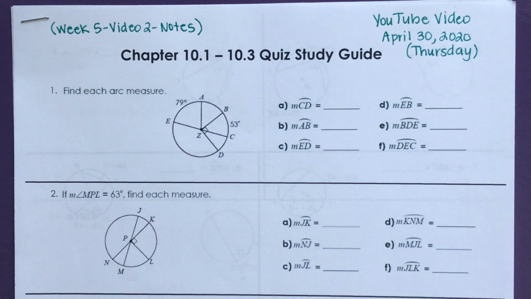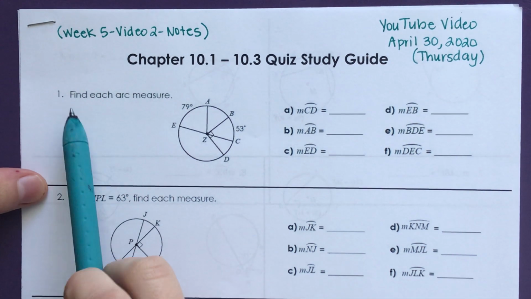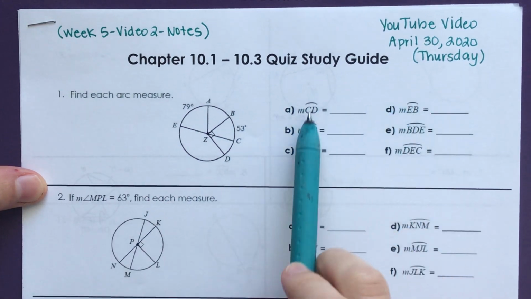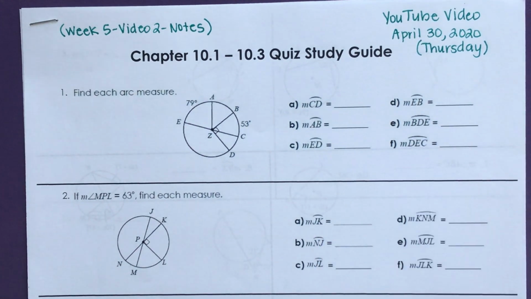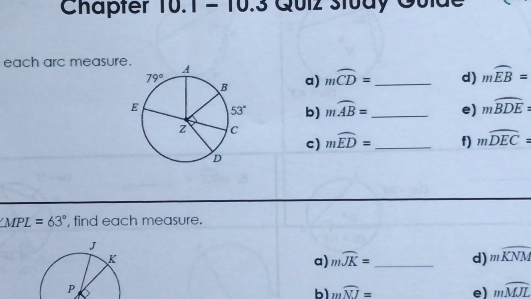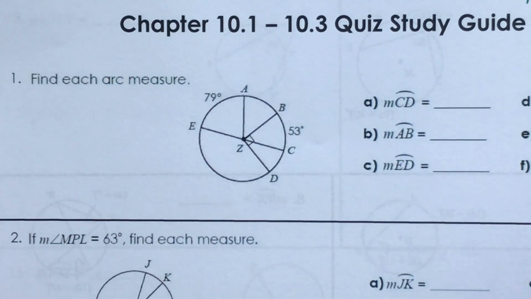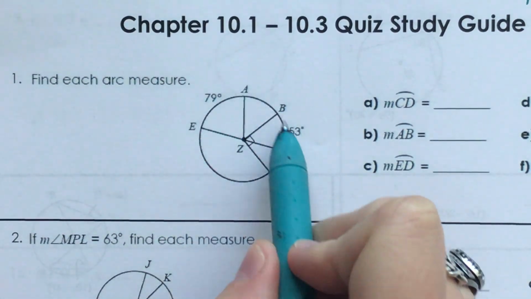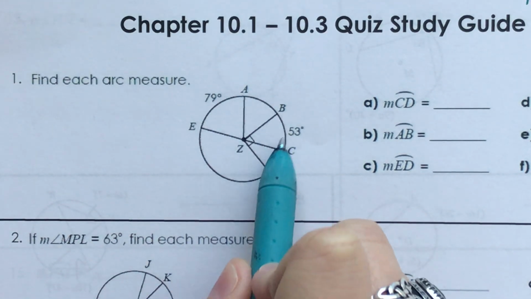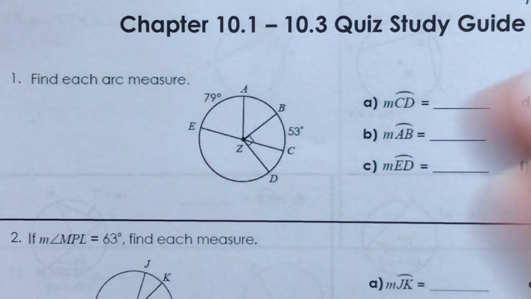All right, so for each one of these problems that we see here, we're either going to find some arc measures, we're going to find some lengths, so we're just going to go ahead and get ourselves started. So we're going to find each arc measure that's listed over here on the right. Before I even get going on the ones that are over there on the right, I'm just going to ignore them for right now, and I'm just going to look at this circle, and I'm going to figure out all the arcs that are left over that are missing.